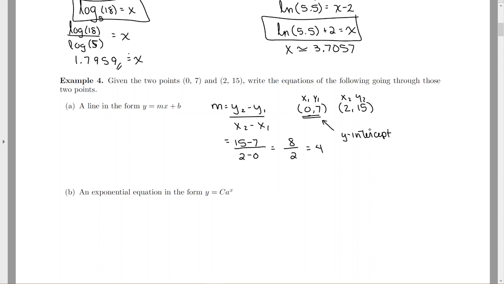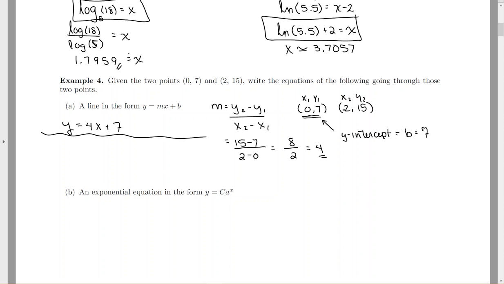Or the initial amount. So I can go ahead and plug in the b value, which is just 7, and then my m, which is 4. So the equation of my line is just y equals 4x plus 7.